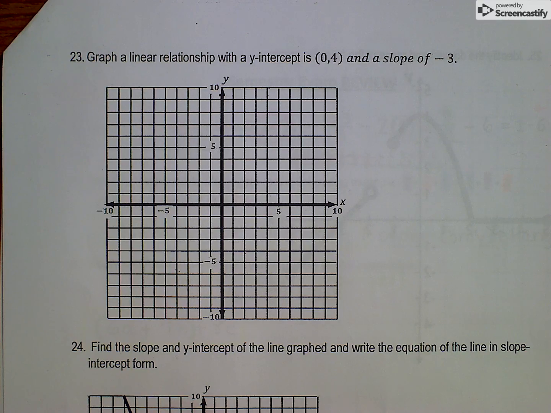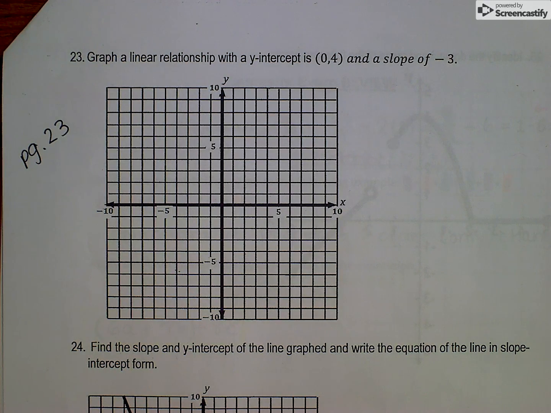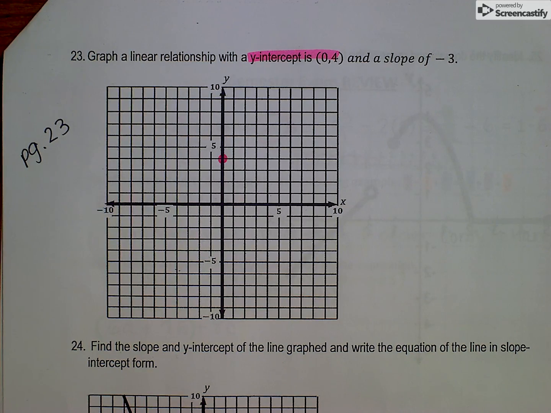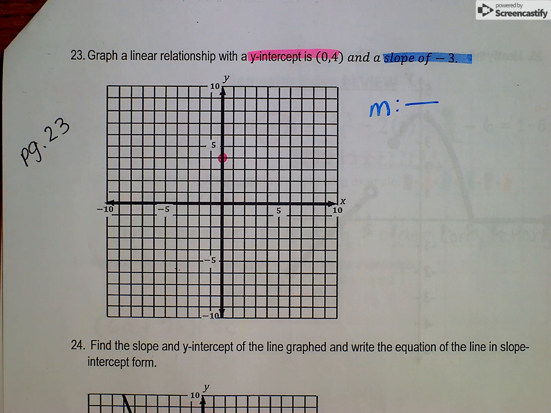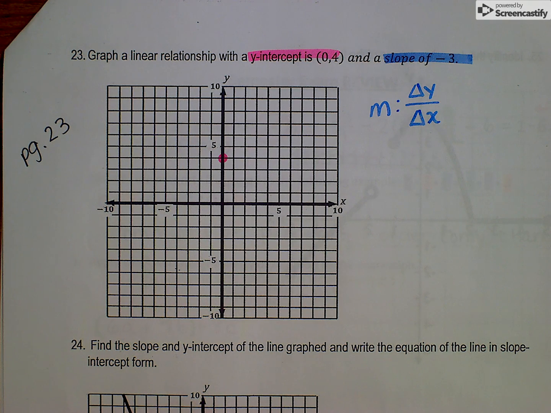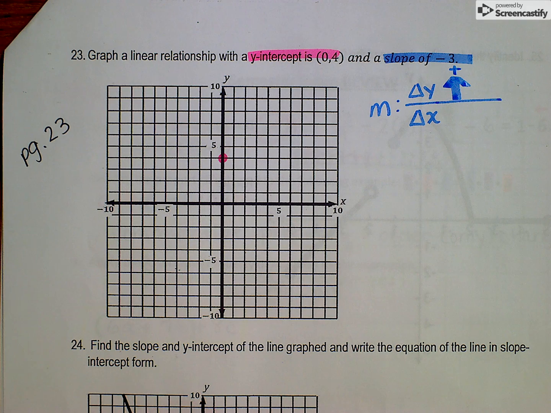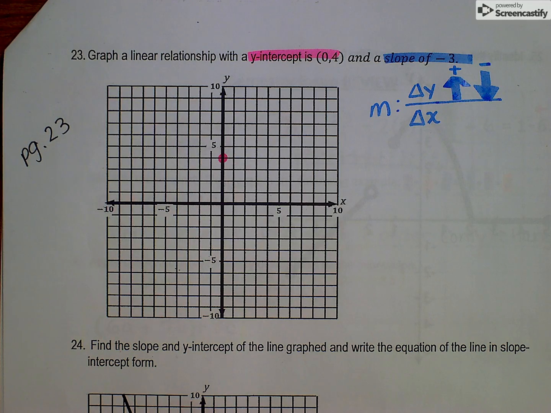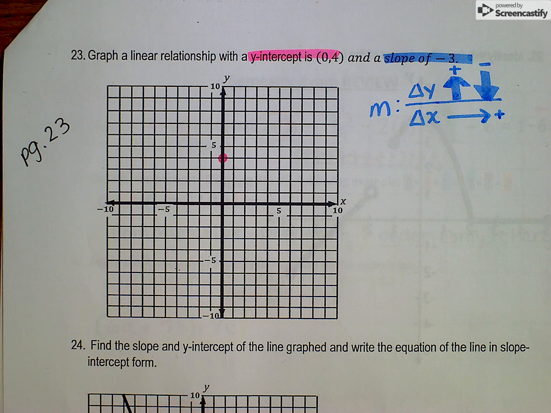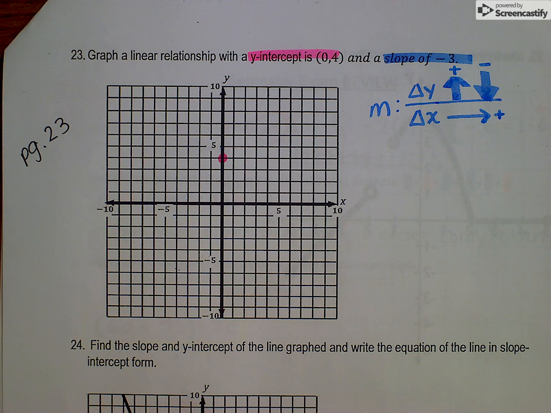Number 23 is very simple. You may want to refer to page 23. It says graph a linear relationship with a y-intercept at 0, +4, which you'll find on the y-axis here, and a slope of -3. Now recall that slope is the change in y over the change in x. That means that you move up if it's positive or down if it's negative. And if you have a negative symbol, you should keep it on the numerator in order to keep your denominator positive. So then you always move to the right.